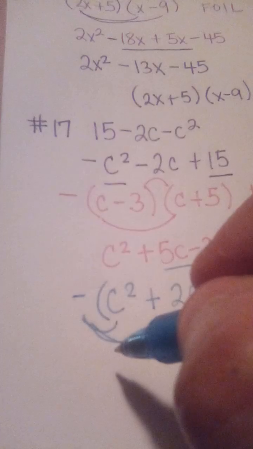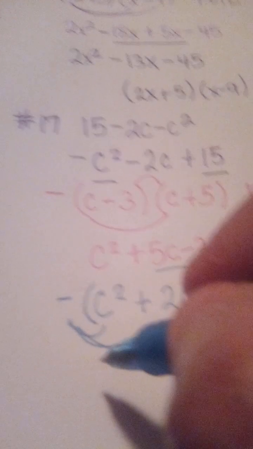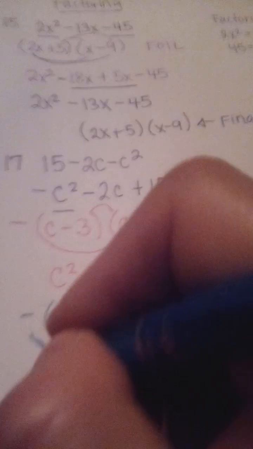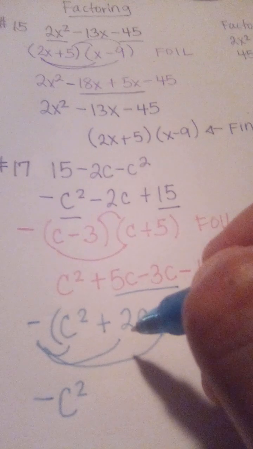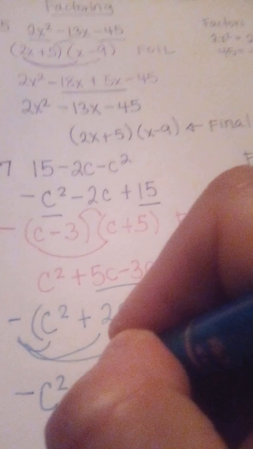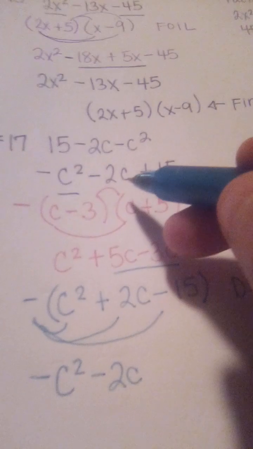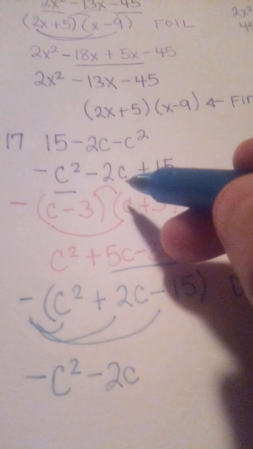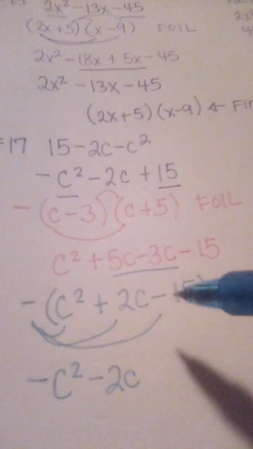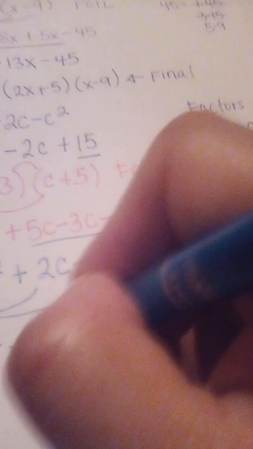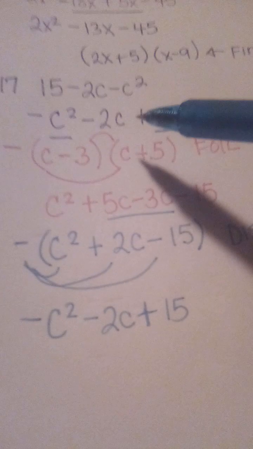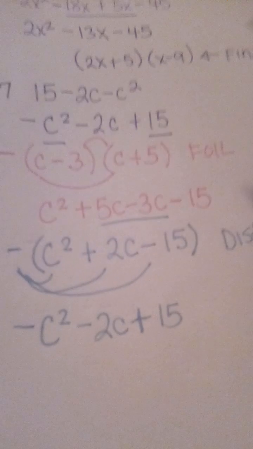We have negative times C squared is negative C squared. And negative times a positive 2C gives us a negative 2C. That is the middle term from the original equation. And then negative times a negative 15 would give us a positive 15. Does this match with the original problem? Yes.